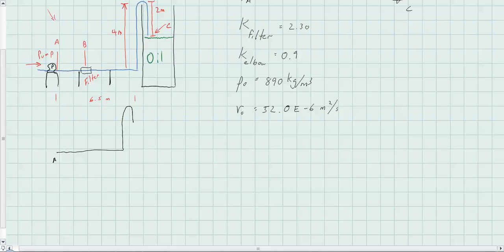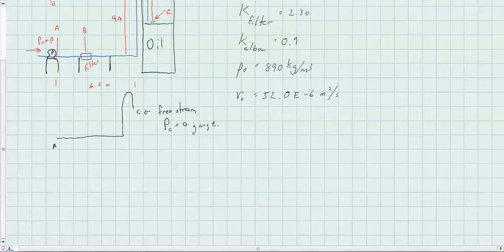Here's A, here's C. The important part to note with C is that we're going to pick a point just outside the tube, and we're going to assume it's a free stream. In a free stream, pressure at C equals 0 gauge. Now let's apply the rest of the energy equation.